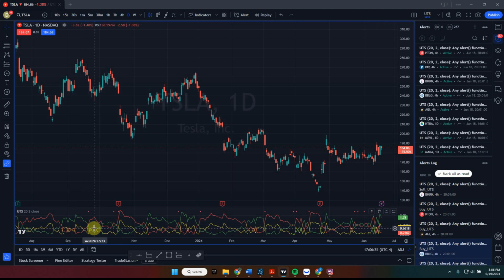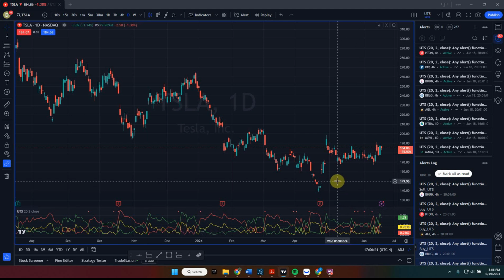The third line, which is the yellow line, helps us see how strong the trend is. When it is in between the red and the green, it shows a strong trend. But when it is below, it tells us that the trend we are in is consolidating.